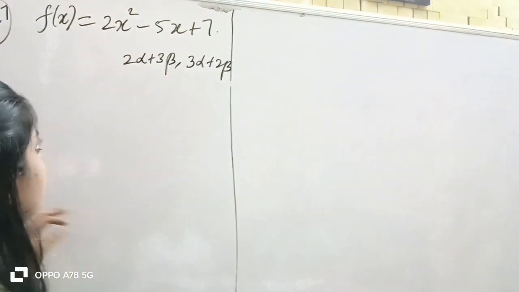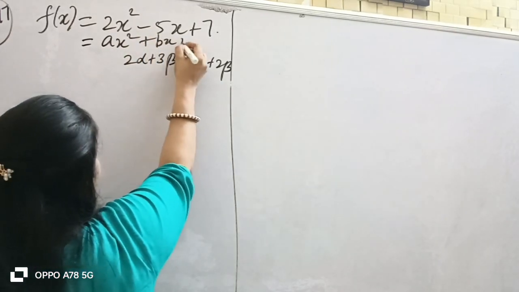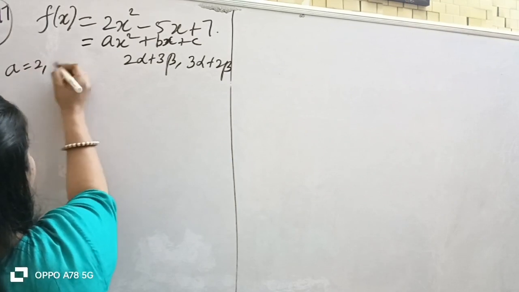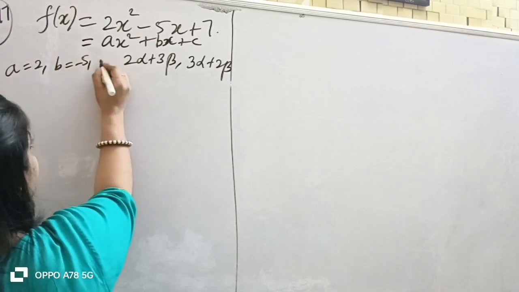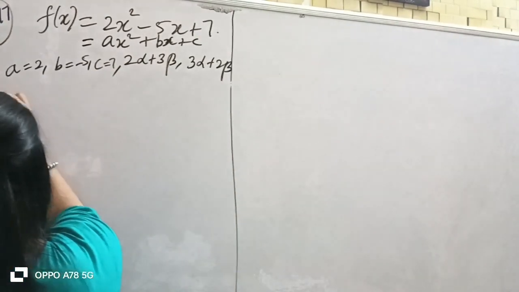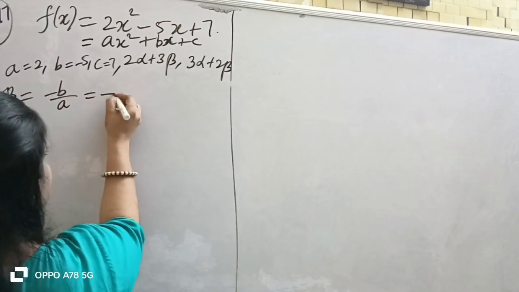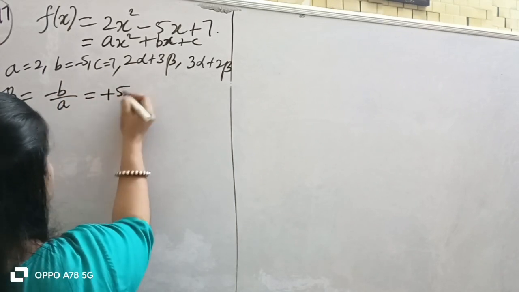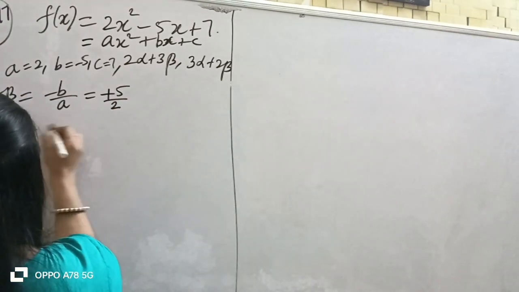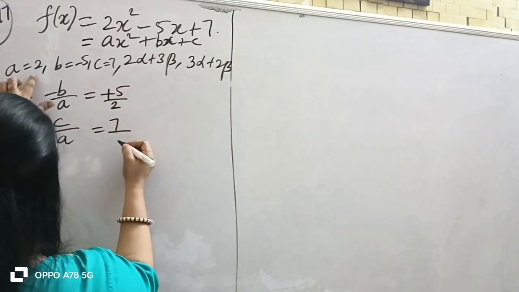Actually, for this we said alpha and beta, right? It is ax square plus bx plus c. Very clear? A value is 2, b value is minus 5, c value is 7. So alpha plus beta is minus b by a; your b is minus, so plus 5 by 2. Is it correct? So alpha into beta is c by a, c is 7 by 2.